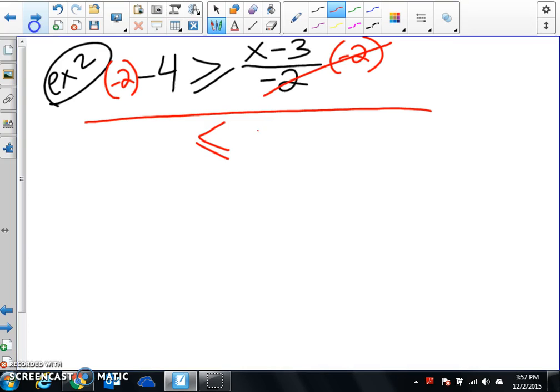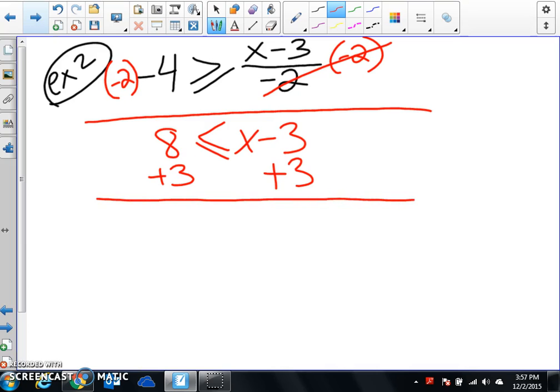Those cancel. I bring down my x minus 3. Negative 2 times a negative 4 is a positive 8. And then the opposite of subtracting is adding. I draw my line. I stop. Sorry guys. Did I multiply or divide by a negative? No. So I keep my sign. Drop down your x. 8 plus 3 is 11.